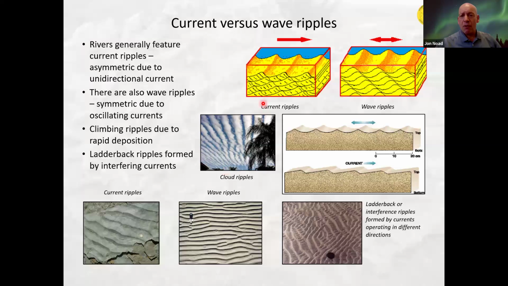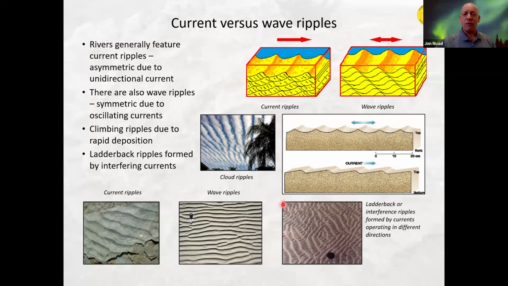So with current ripples, you can see here from this pictorial sketch, they are asymmetric. So they have a flatter back end, steep front end. So they're like a little trough cross-bedded bed, actually. The sedimentary structures are basically the same. And when you have wave ripples, because the currents are going backwards and forwards, what you see is that you basically have a symmetrical form. So this is symmetrical in wave ripples, asymmetrical in current ripples.